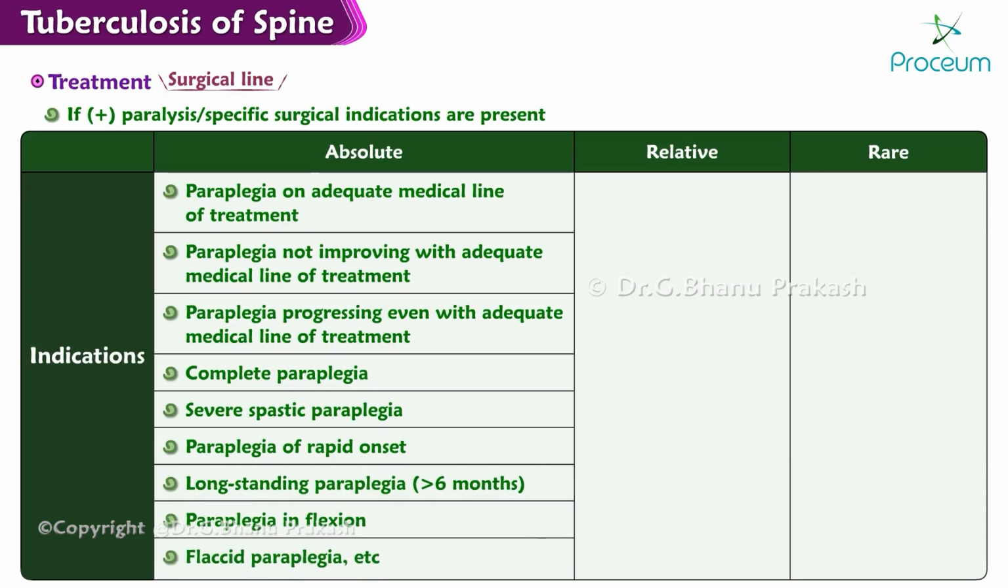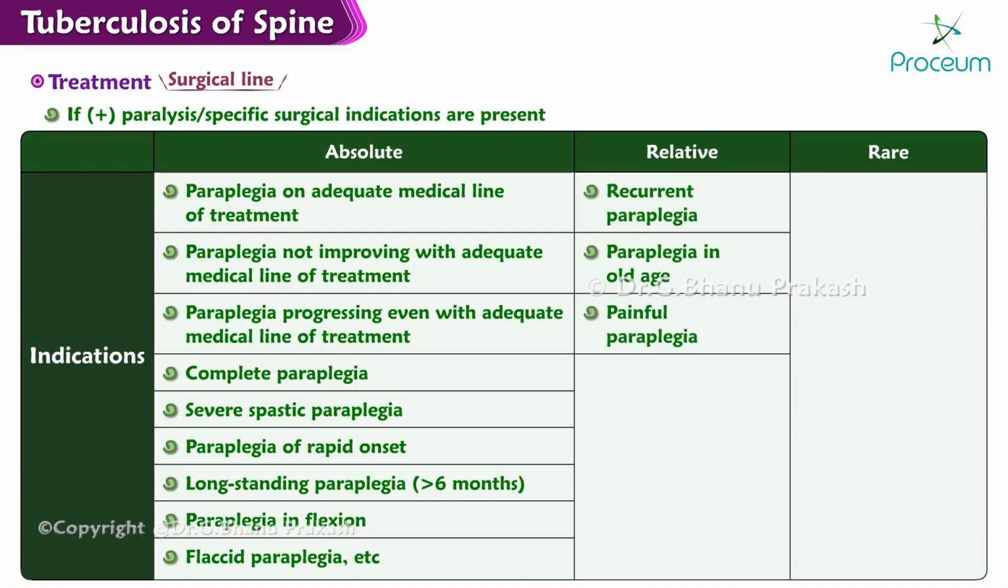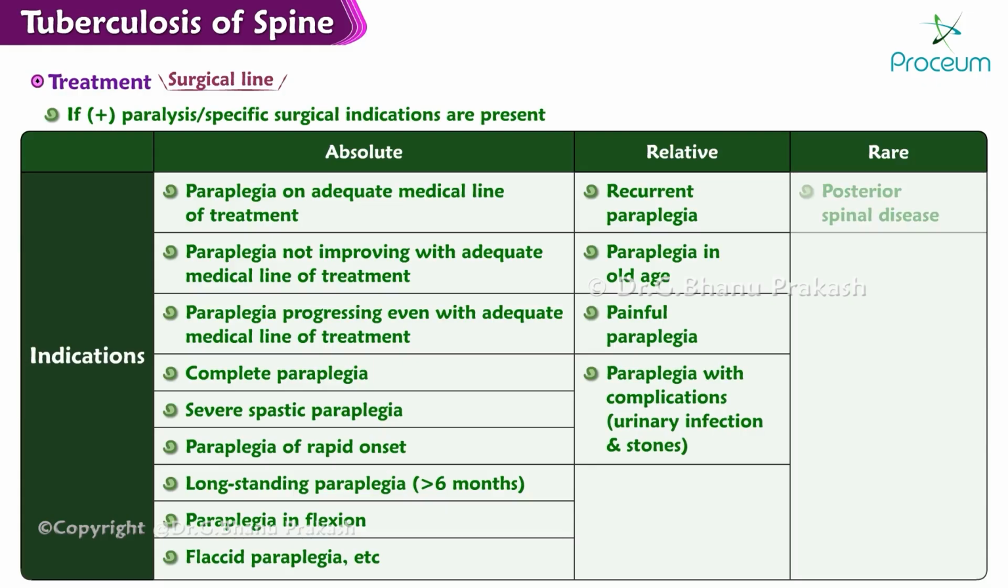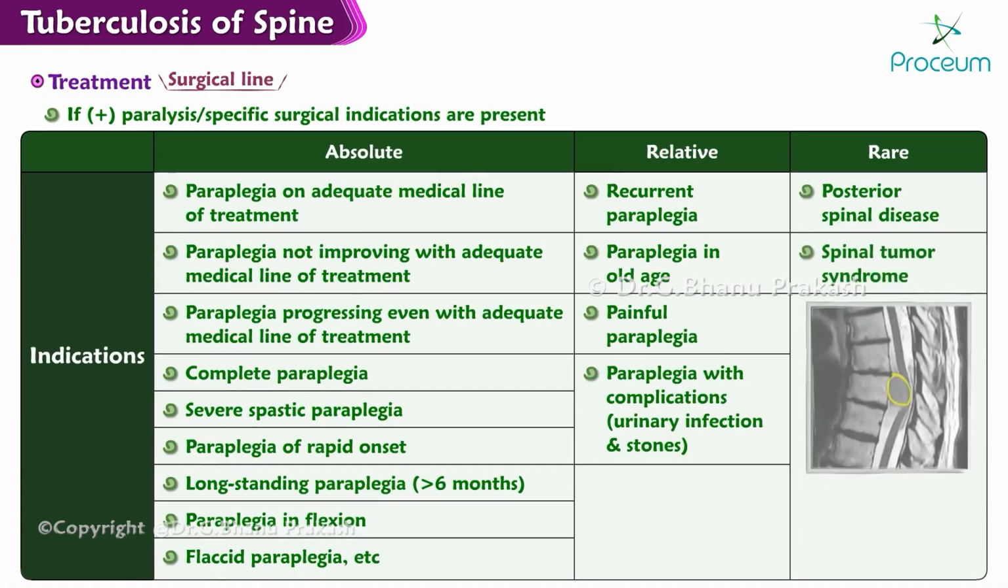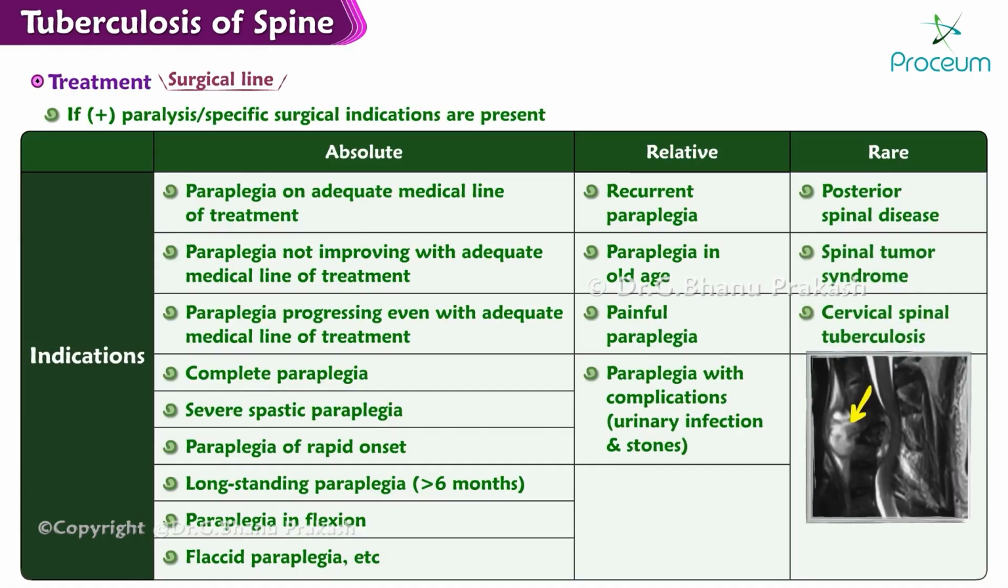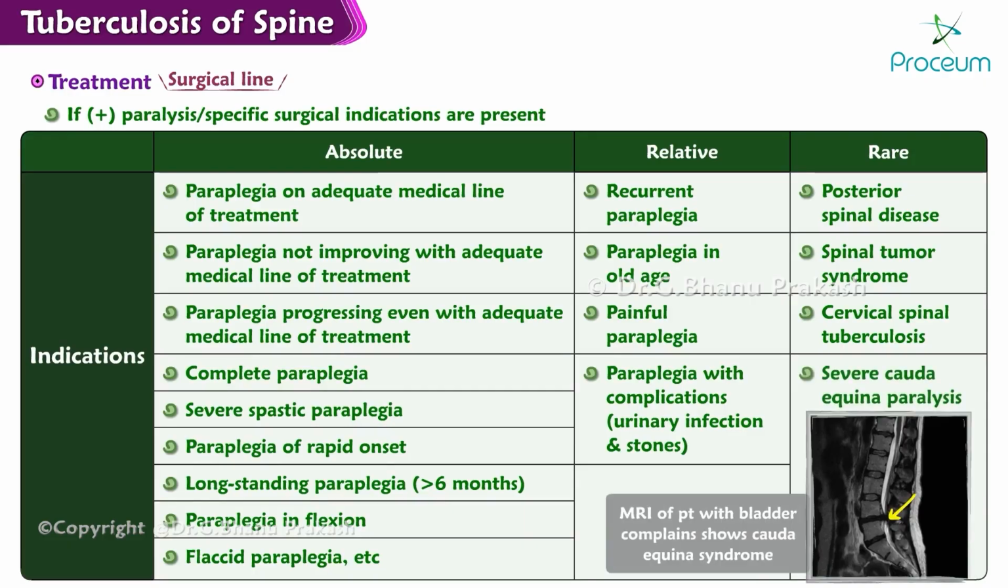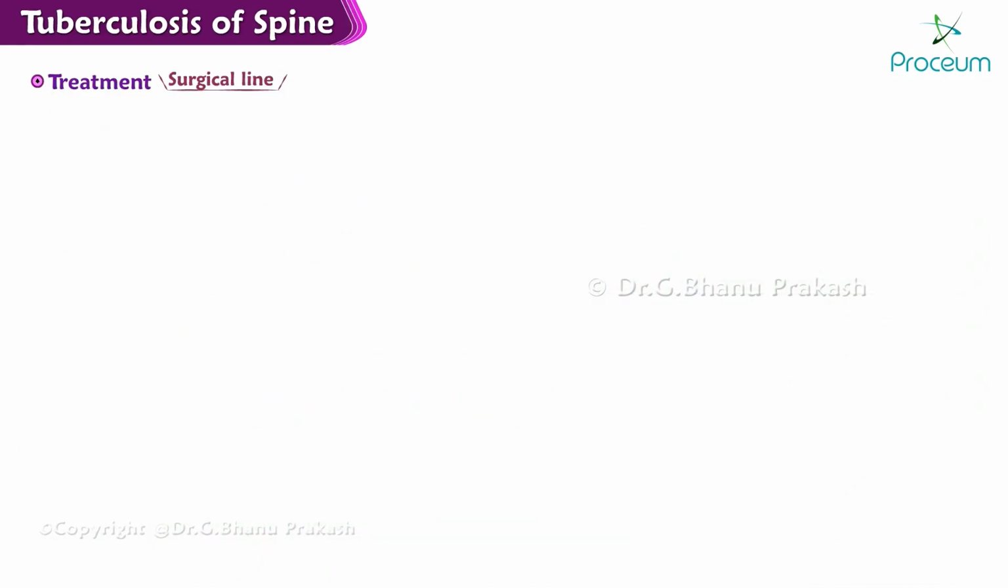Relative indications. Recurrent paraplegia, paraplegia in old age, painful paraplegia, paraplegia with complications such as urinary infection and stones. Rare indications. Posterior spinal disease, spinal tumor syndrome, cervical spinal tuberculosis, severe cauda equina paralysis. Surgical procedures.